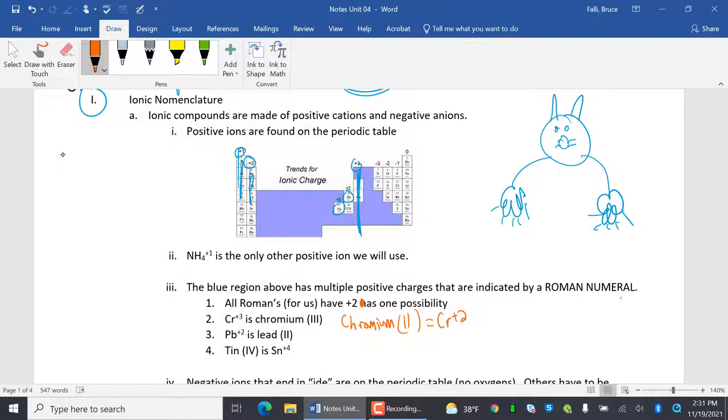By the way, tin is right around here. Chromium, I'm going to write it really big, should be a little r, is somewhere around there. And lead is down around 10 somewhere.